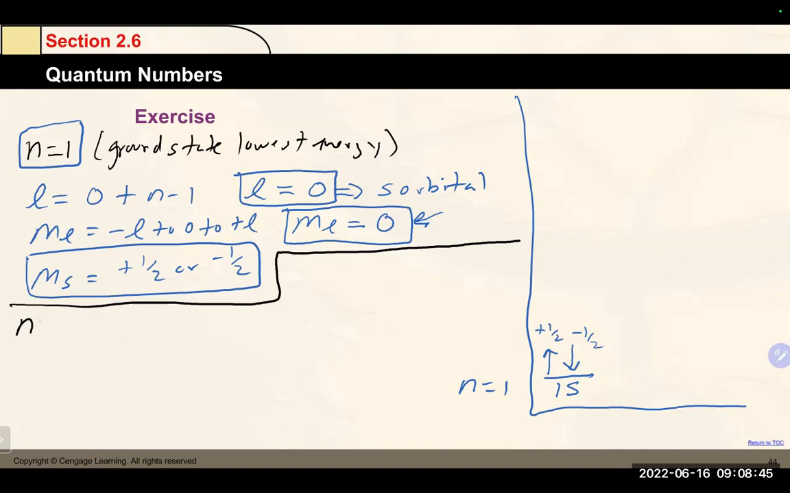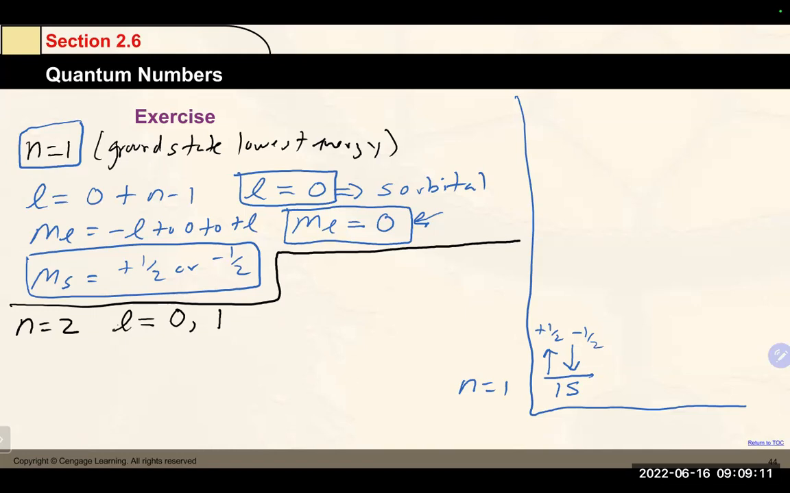So if n is equal to 2, that means when we go to L, L could have values of 0 to n minus 1. So n minus 1 in this case is 1. So L could have values of 0 and 1 in this case. So 0 and then n minus 1 gives us 1. So those are the 2 possible values for L in this case.